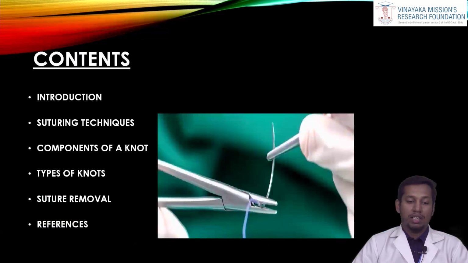Today's contents involve the introduction, suturing techniques, components of knots, types of knots, and suture removal: when, where, and how it has to be done, and references.